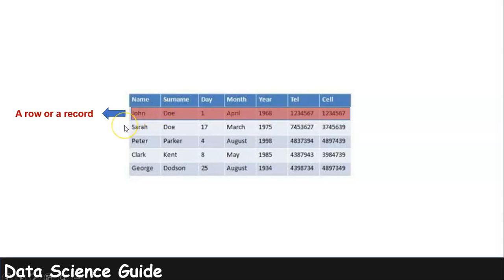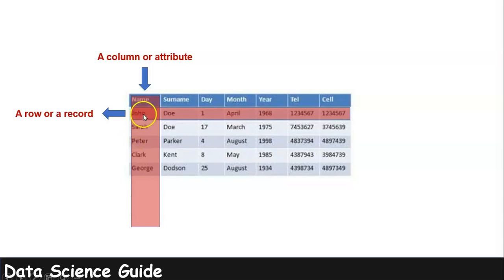So for example, let's say that this is information about a customer, and we have the customer name, surname, day, month, year of date of birth, telephone, cell phone. This information or data is about one person, so we call it a row or a record. At the same time, we call this a column or attribute, where you store data of a specific type.